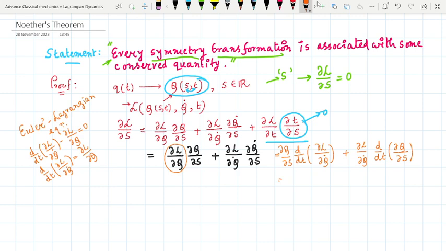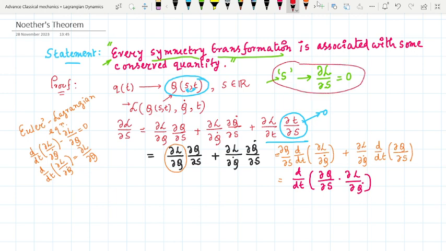So these two terms combine into d dt of del L del Q dot times del Q del S. And from our assumption that the Lagrangian is independent of the physical quantity S, del L del S is 0, so this term should be 0. If this term is 0, then this should also be 0. What does it imply?